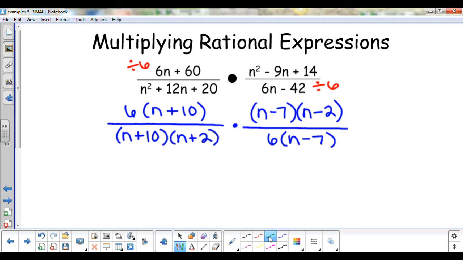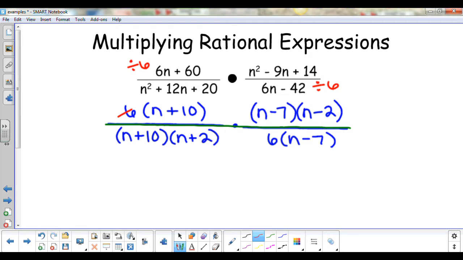Now I'm going to treat this as one giant fraction, and I'm going to cancel in pairs common factors that are in the top and the bottom. The factors do not have to be in the same original fraction. They could be in two different ones, but as long as the factor is in the top and the bottom of our fraction, we can cancel them.